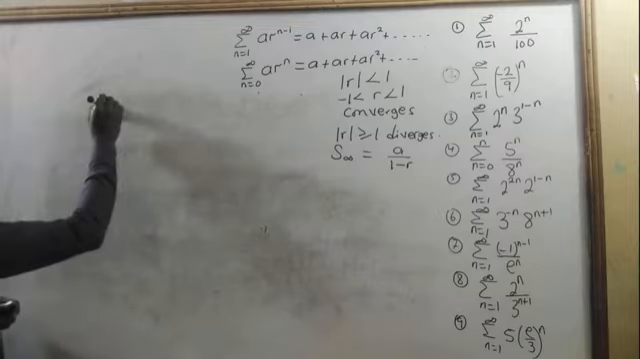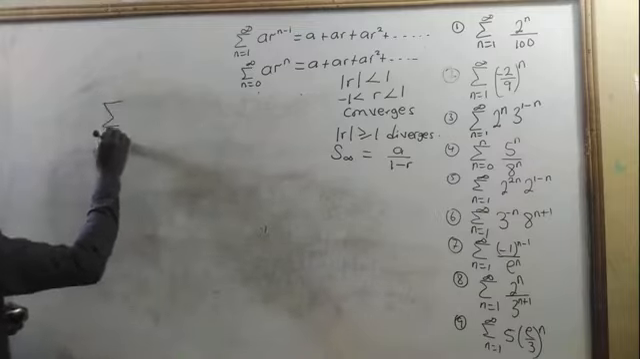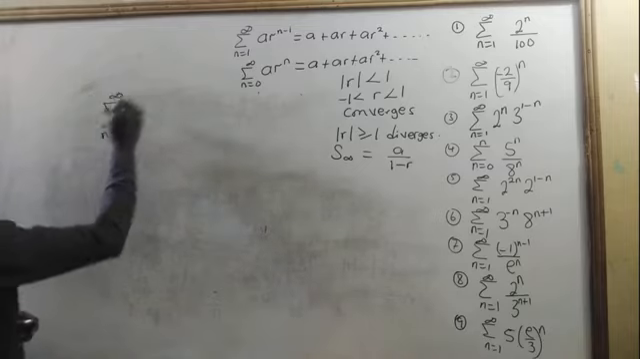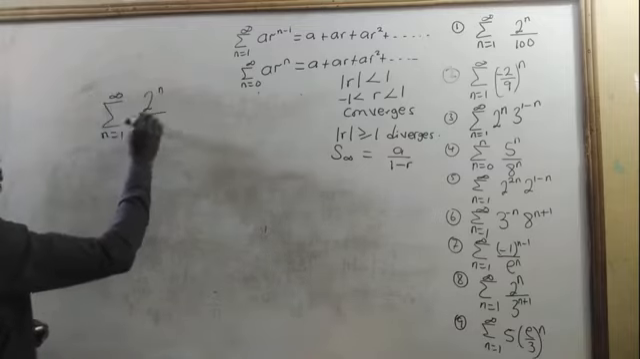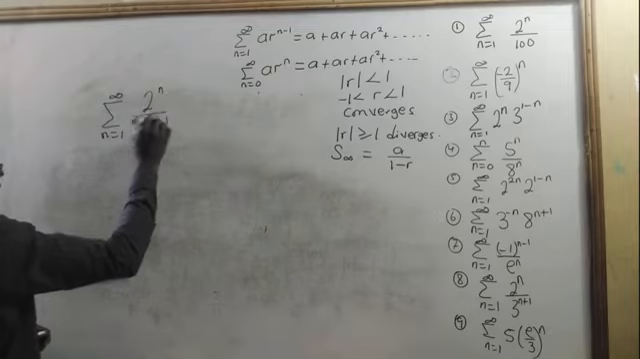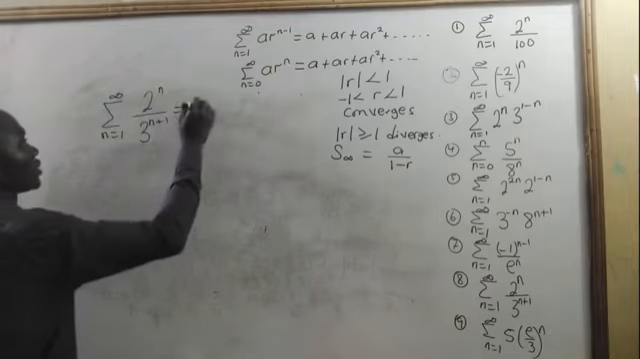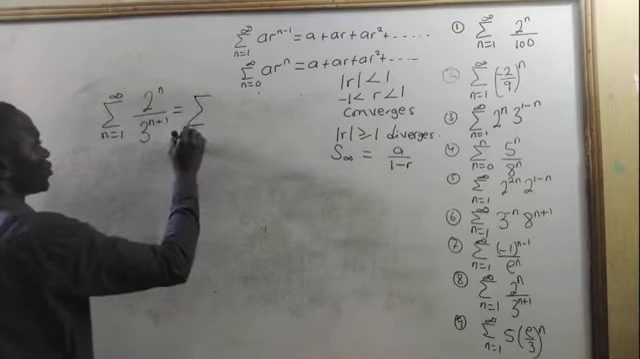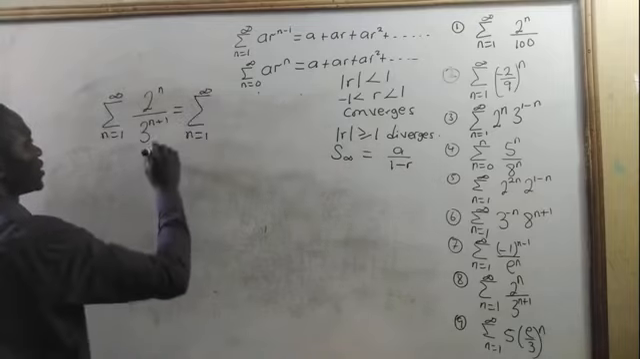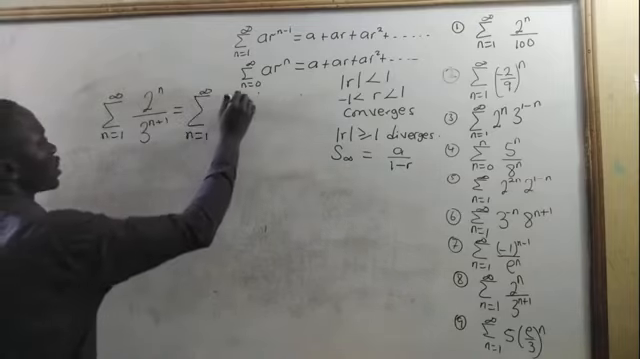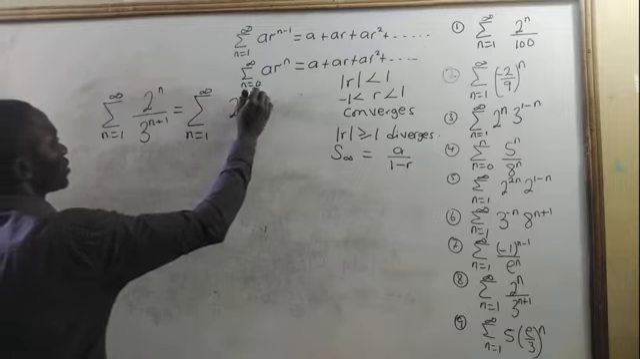Now, the eighth one is a summation from n equal to 1 up to infinity of 2 exponent n divided by 3 exponent n plus 1. In very simple terms, we take the summation from n equal to 1 up to infinity of 2 exponent n plus 1.